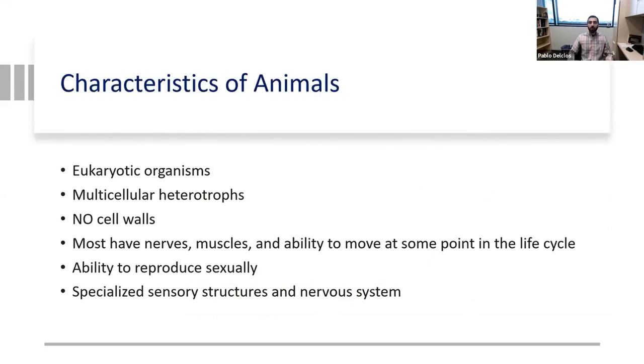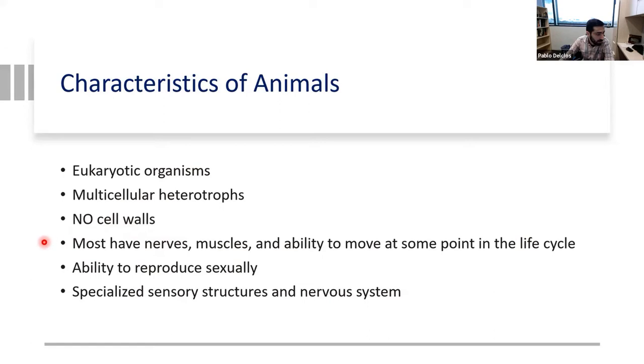Animals fall under the category of eukaryotic organisms, just like plants and fungi. All animals are eukaryotic. They're multicellular heterotrophs, as opposed to plants, which we know are autotrophic. Animals are all heterotrophic and multicellular. They don't have any cell walls. Up until this point, we've talked about what different cell walls are made out of, like chitin in fungi and cellulose in plants. No cell walls here in animal cells.